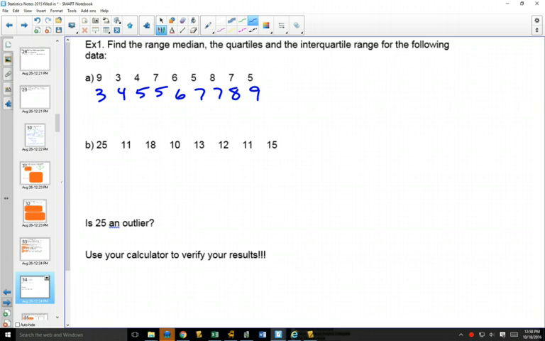We have 9 data points, so the middle one will be the 5th one. This will be your median. And your first quartile, well, now there's 4 values below and 4 values above. So your first quartile will split the lower half in half. So your first quartile will be 4.5. Your third quartile will be 7.5.